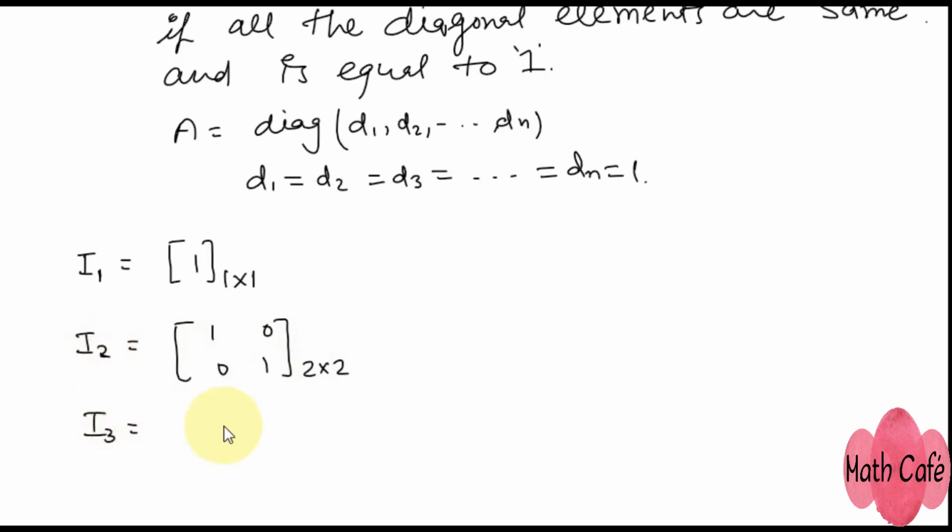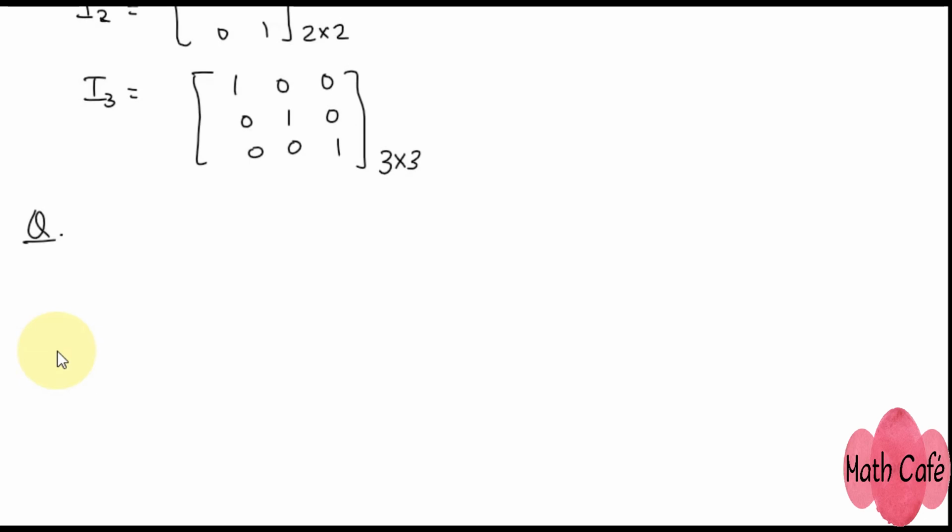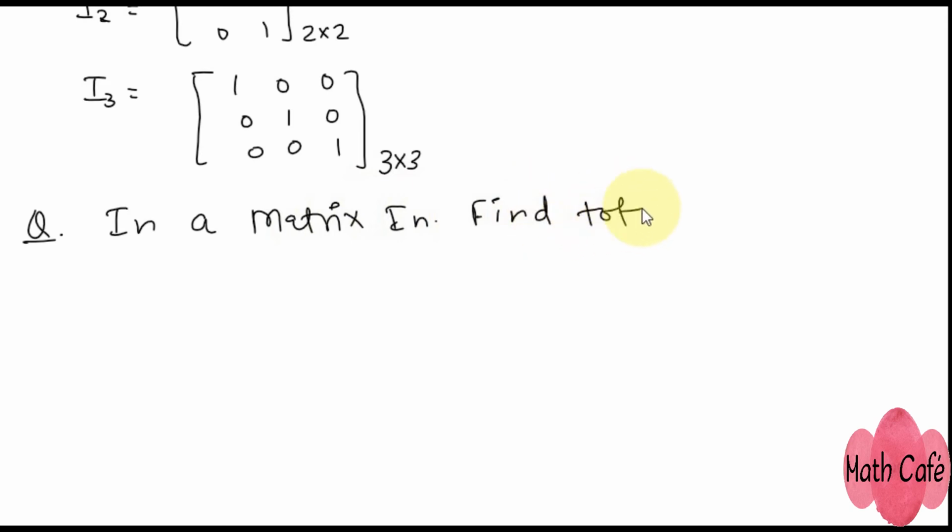Let's take another example. I3 is 1 0 0, 0 1 0, 0 0 1. So this is also called an identity matrix of order 3 cross 3. Hope you understand this. So let's take an example here. The example is: in a matrix In, find the total number of zeros.